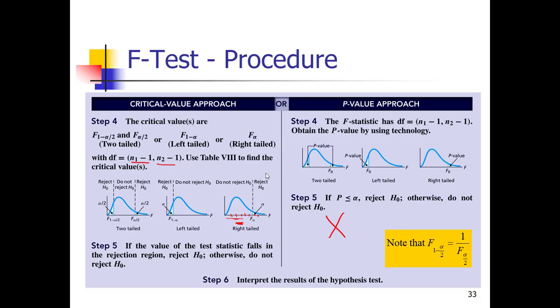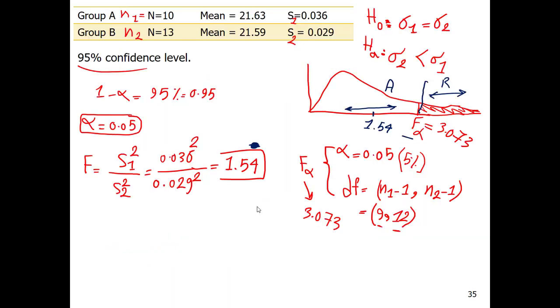Why? Let's go back here. If this area is rejection, this area is acceptance. So the F that we have calculated is here in the acceptance area. That means we accept the null hypothesis. We accept that precision for the two groups is the same, or we reject the alternative.